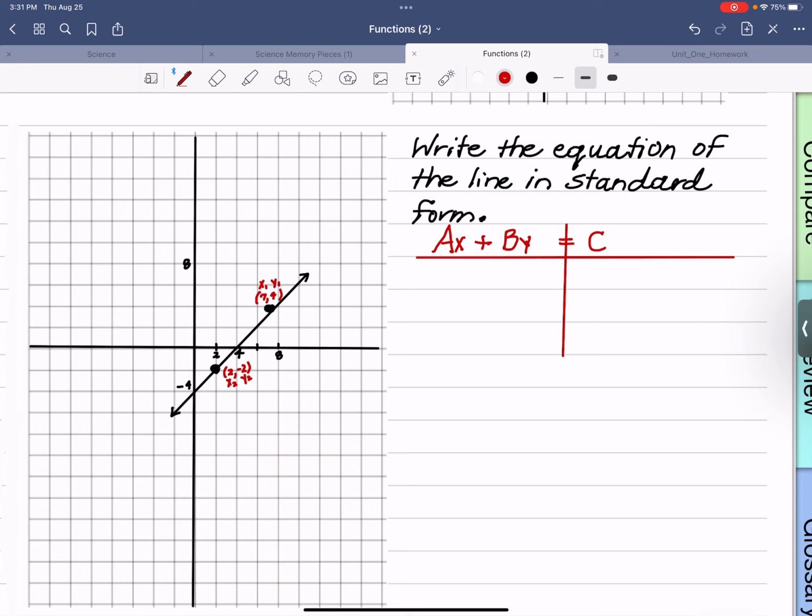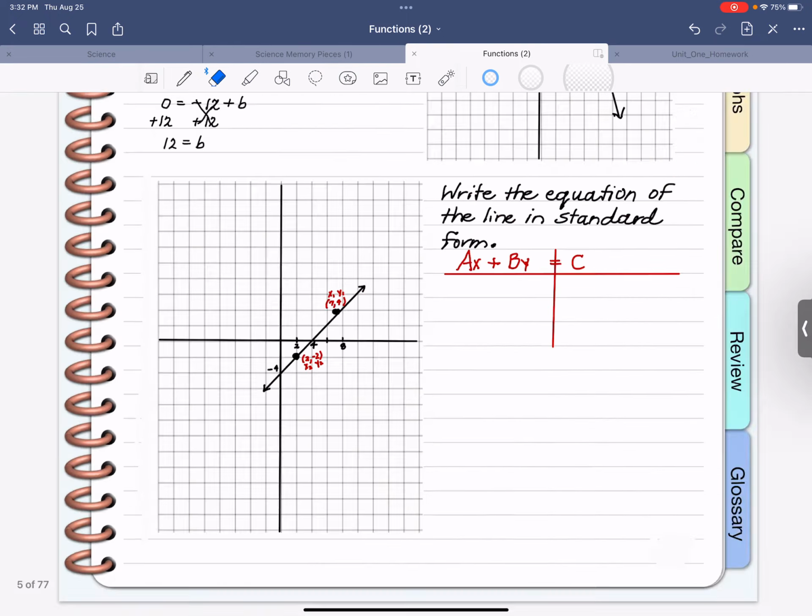I don't have any idea what those would be, A, B, and C. I just don't know. I have 2 points, and I have a line to look at. I could find slope if I have 2 points, and that's what I'm going to do. But that's still not going to help me much. But let's go ahead and do what we can.